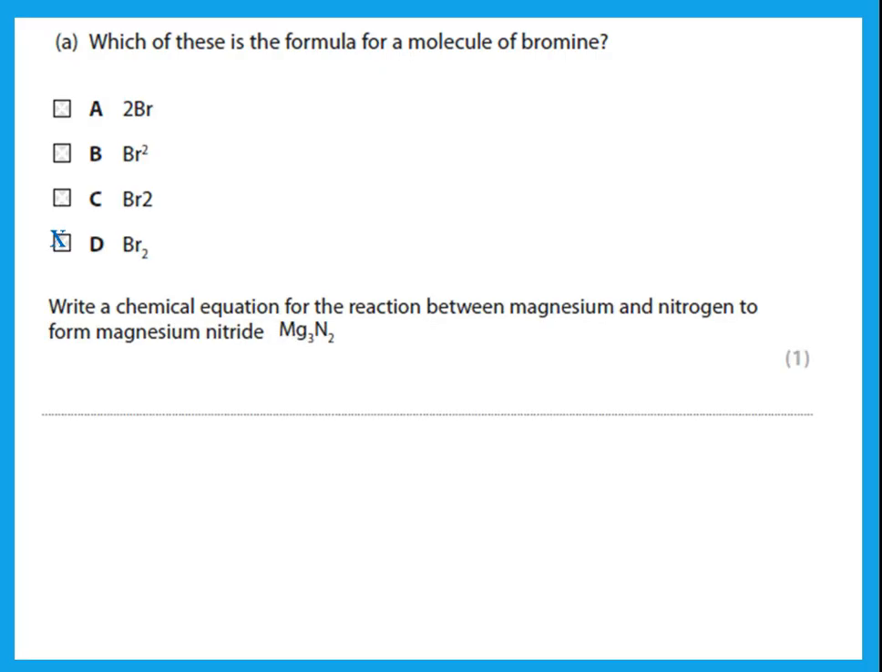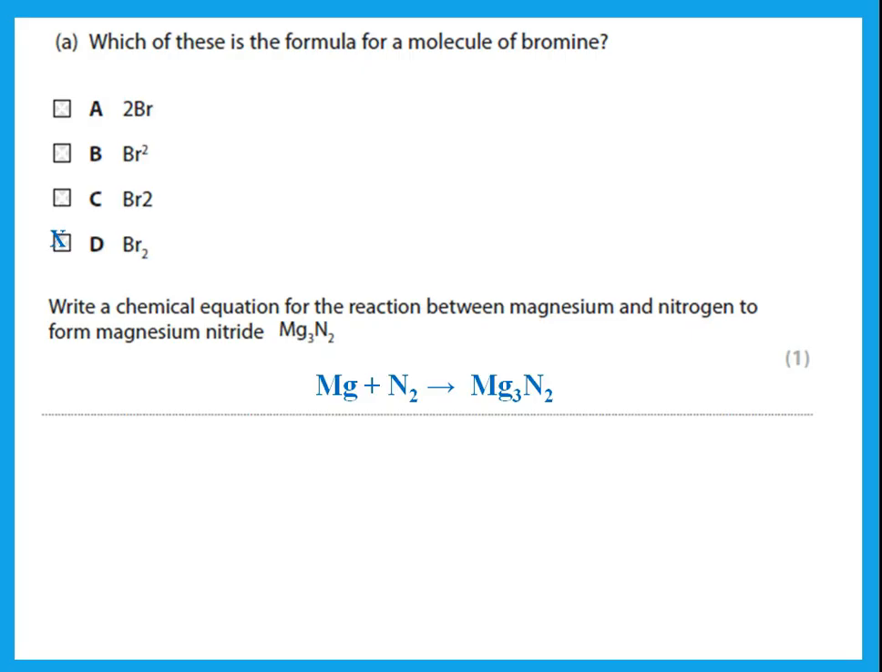Write a chemical equation for the reaction between magnesium and nitrogen to form this compound, magnesium nitride. So basically you're writing magnesium. Magnesium is a metal, it's not diatomic, so you don't write any 2 under it. But nitrogen is diatomic. I cannot write just N. It has to be N2 to give this compound that he's talking about, and then I need to balance.